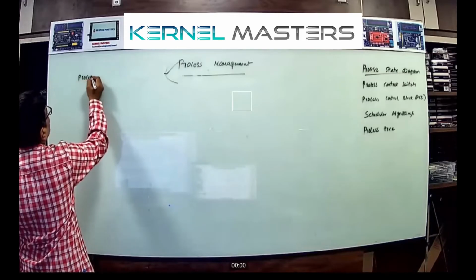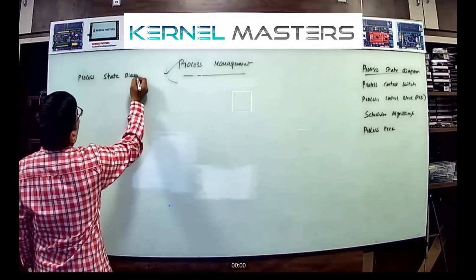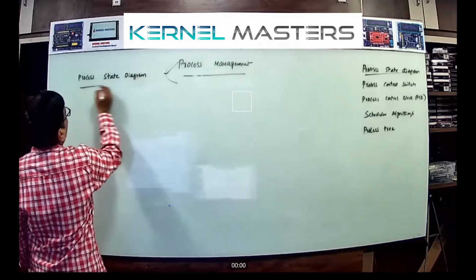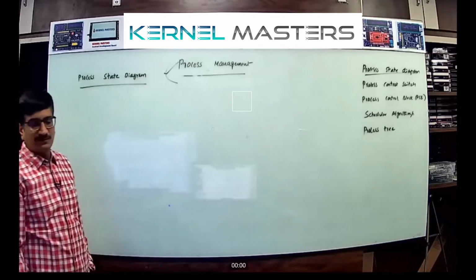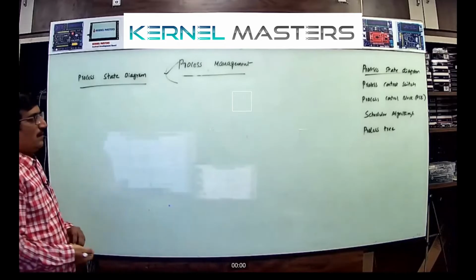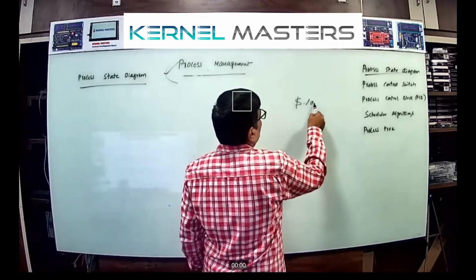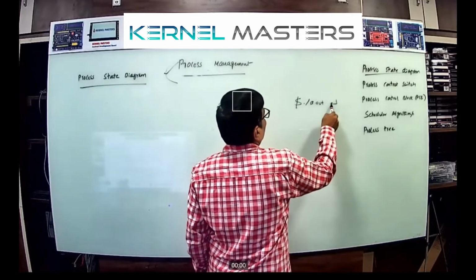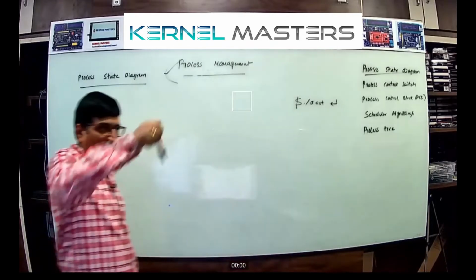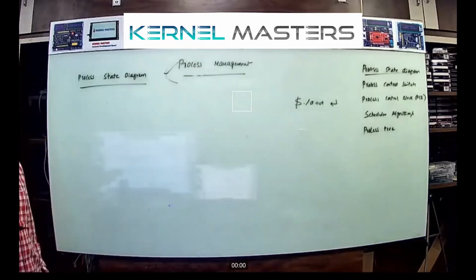Process state diagram. Every process has a state. For example, whenever you create a new process, how do you create a new process? Run a.out. Whenever you create a new process, in the command line or graphically, whatever.